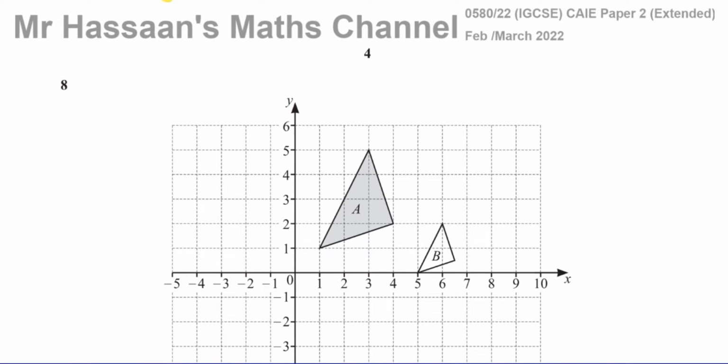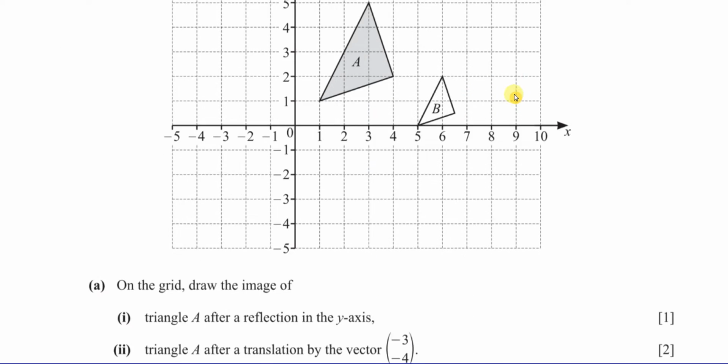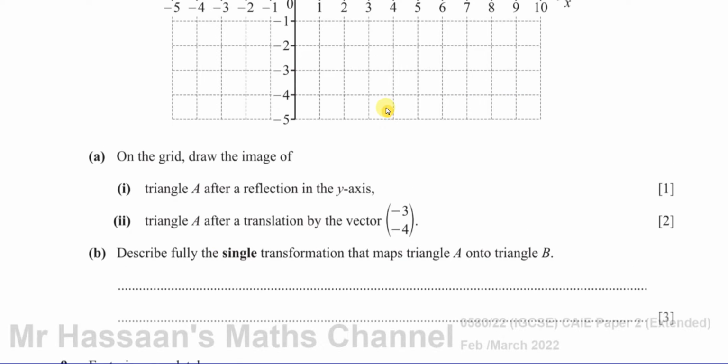Welcome back. I'm now on question number 8 from the IGCSE Cambridge paper 2 February-March 2022 0580 paper, and this question here is about transformations. It says, on the grid draw the image of the triangle A after a reflection in the y-axis.